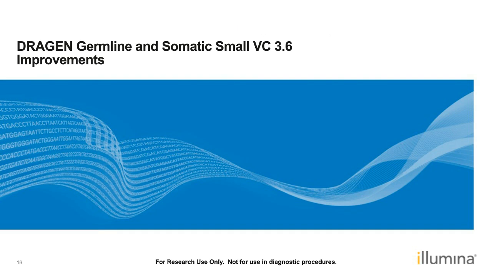Okay, now moving on to, I think, so those are the three new features that we have introduced in 3.6. In the next set of slides, we'll talk about some of the updates and improvements we have done to existing pipelines. So first, we'll talk about the Germline and the Somatic small variant calling improvements.